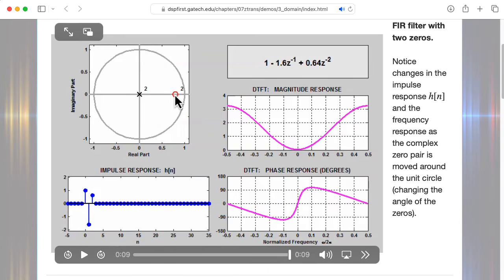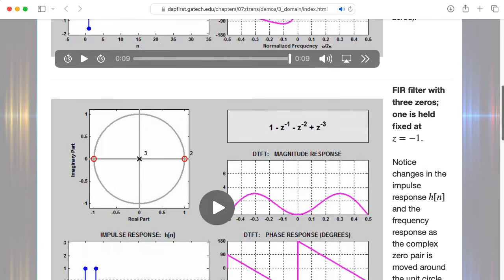And you see that this endpoint here has a case where the zeros aren't exactly on the unit circle. So when we look at this high-pass filter, this doesn't go all the way down to 0 at DC. What else does this website have in store?